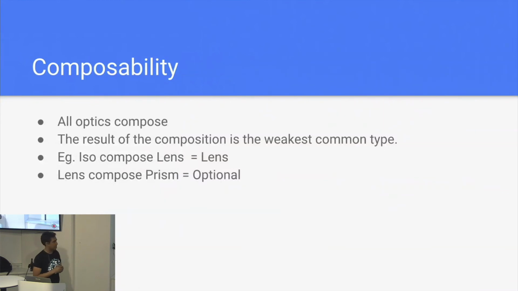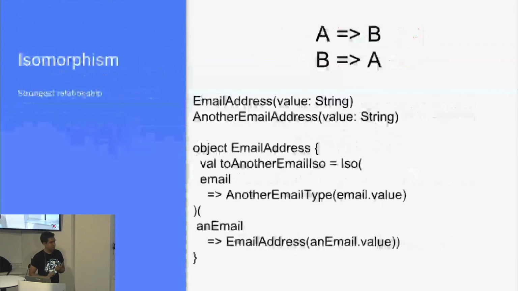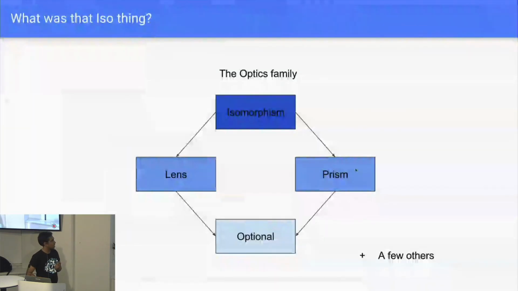So the interesting thing about these is that all these optics compose not just with each other, but with the other types too. And the result of the composition is the weakest common type. For example, if we look at the hierarchy, if you combine a lens with an isomorphism, you'll get another lens. If you combine a lens with a prism, there is no common type there, so what you'll end up with is an optional. Combine an optional with a prism, you'll get an optional.